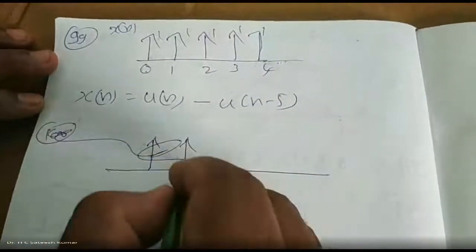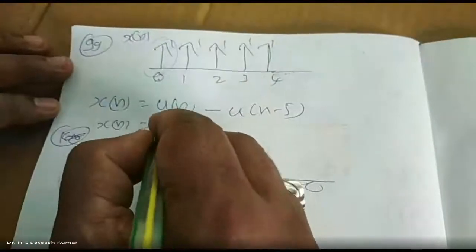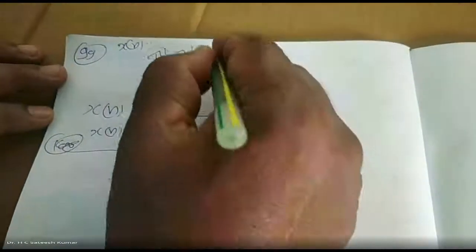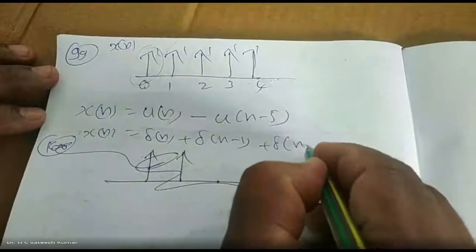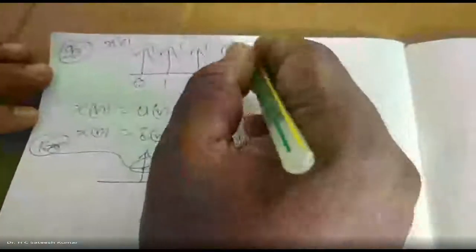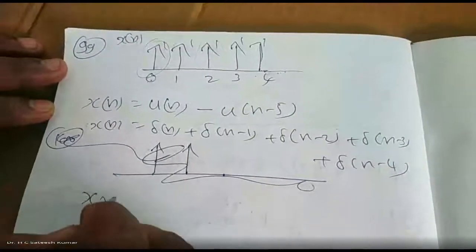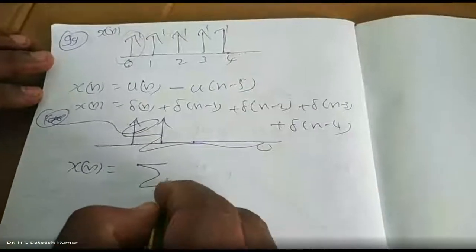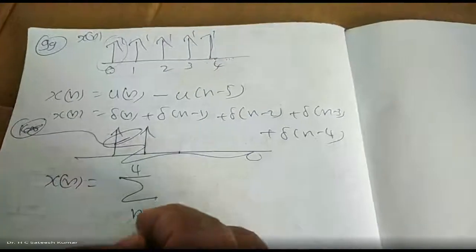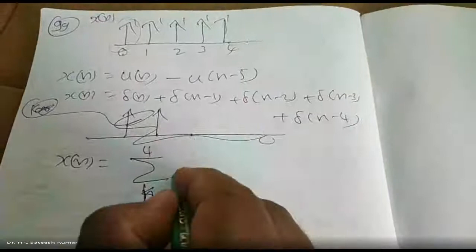Okay, before going to this, one more way of representing the same signal I can give. So this one is delta of n. This one is delta of n minus 1. This is delta of n minus 2. And this is delta of n minus 3. And this is delta of n minus 4. Therefore, x of n can be another way of doing the same problem using delta function. Summation, k varies from 0 to 4, delta of n minus k.